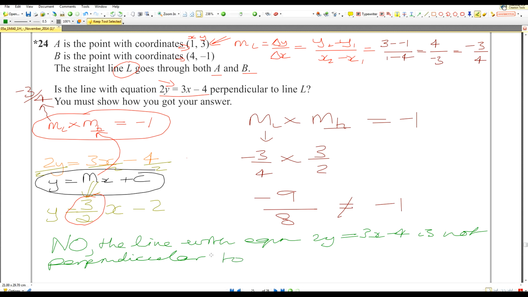Perpendicular to line L. Okay, that's done. Okay, folks, hope that's explained clearly. So we got some crazy answers. There wasn't minus 1. Okay, last question, and last but not least.